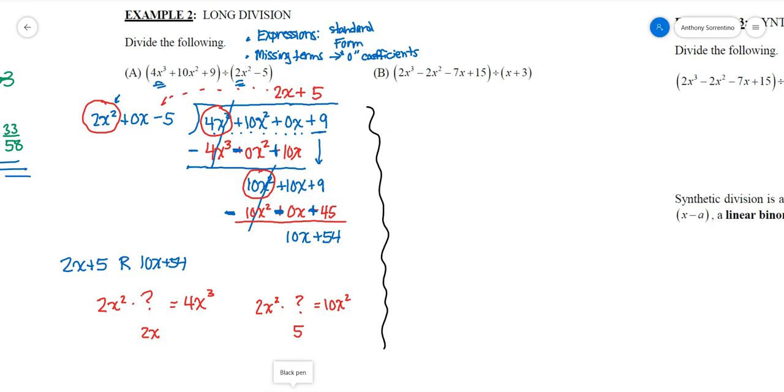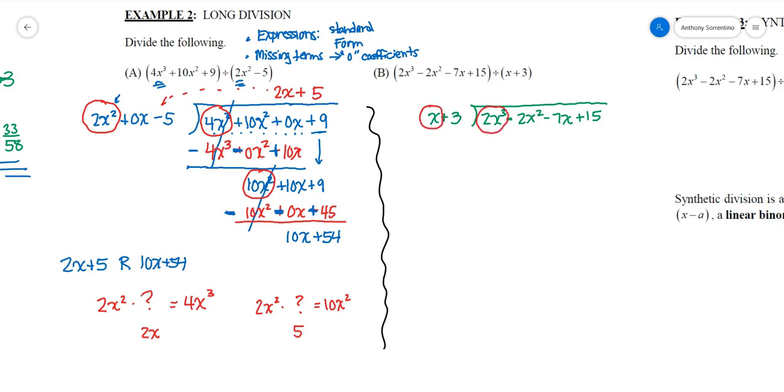And here I'm going to do, again, the expression that comes first is what goes underneath here. Now here I don't have any missing terms. I have an x cubed and x squared and x and a constant term, so everything there is good. And I have the x plus 3 out here, again, no missing terms. I focus my attention on the first terms.